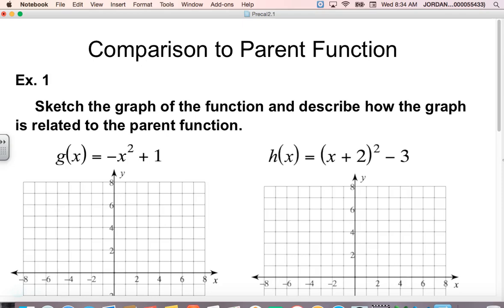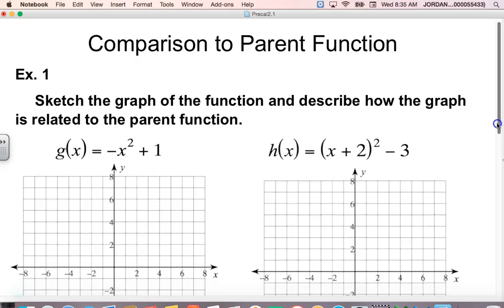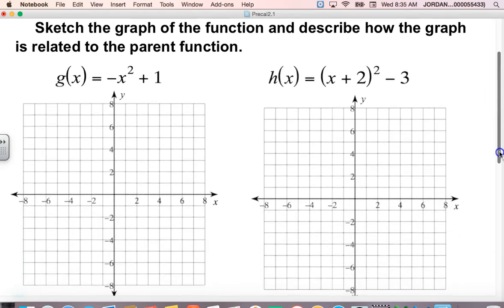Okay, so let's look at comparing some quadratic functions to their parent function. Example 1 says sketch the graph of the function and describe how the graph is related to the parent function. So a couple of ways you can sketch it. You can just plug in values for x, have it spit out the y values, and graph those. Or you can graph it by your knowledge of the parent function.